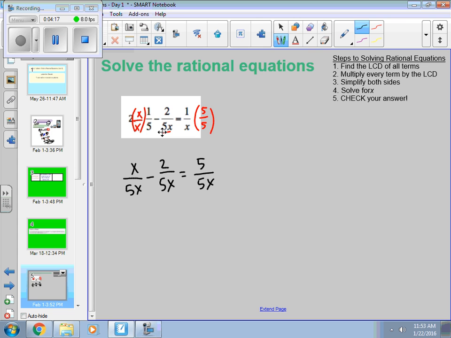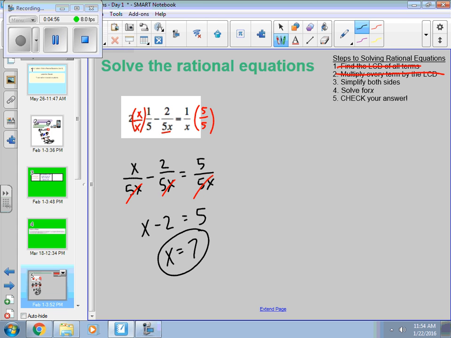Okay, now that we have the same denominator, the least common denominator, you can multiply every term by that least common denominator and it will cancel out. So if we multiply all these by 5x, they cancel out. What you're left with is just the numerators, x minus 2 equals 5. That is not too hard to solve. All we have to do is add 2 to the other side. In this problem, x equals 7. Okay, now the last thing you want to do is check your answer. Make sure that if you plug it back in, it works.